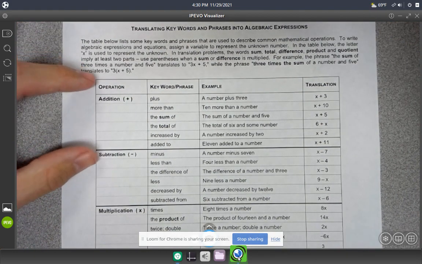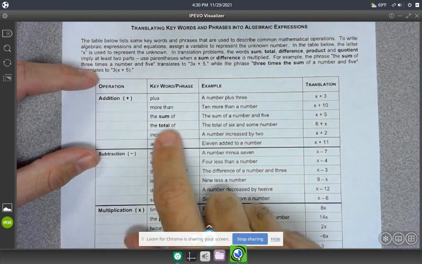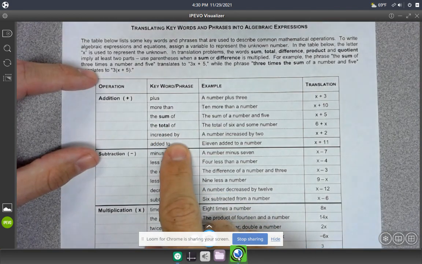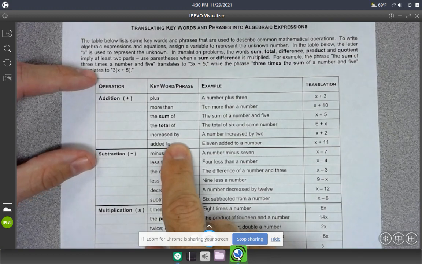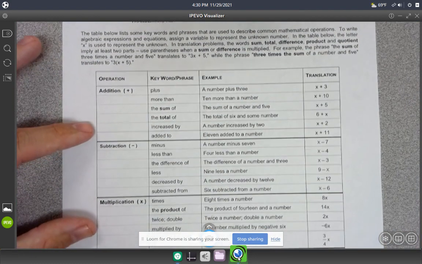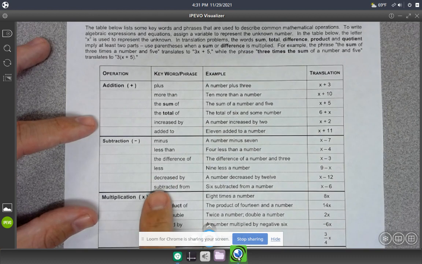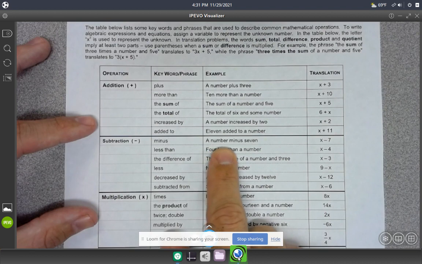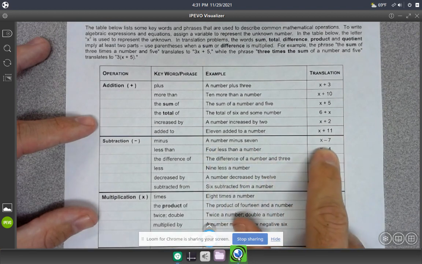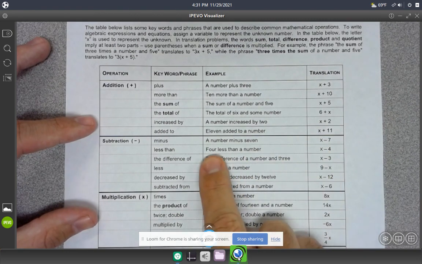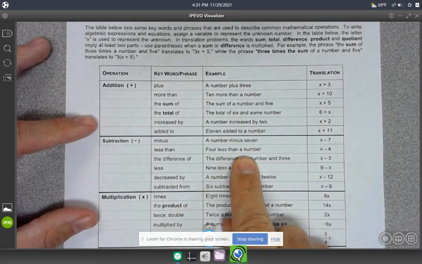Basically, there are different words that mean addition, like the sum of or increased by. That just signifies addition. There are other words that signify subtraction. This is going to be the one that's a little bit harder to understand sometimes because the order matters. Of course, a number minus 7 is represented by x minus 7. That's not complicated. But one like this, 4 less than a number, I've noticed a lot of people get this one backwards.